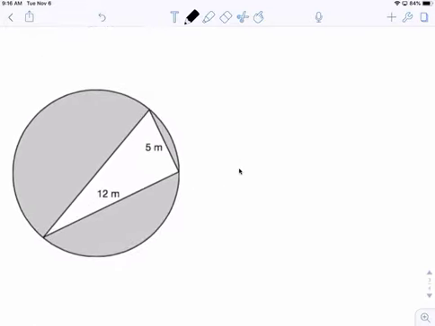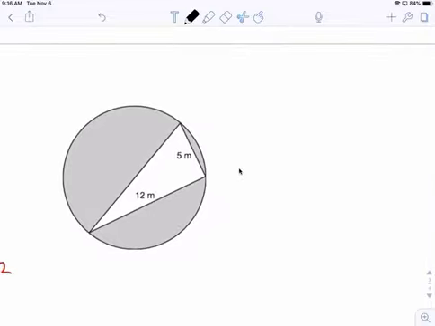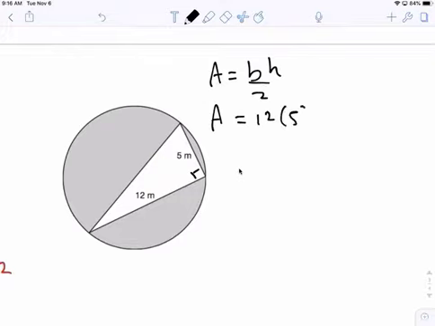Okay. Area of a triangle first. Let's do the triangle. Area is base times height divided by 2. The base is 12. The height is 5. Divided by 2. That's 6. 6 times 5. Area is 30 meters squared.